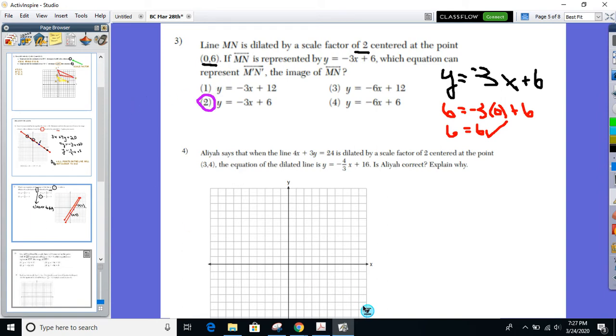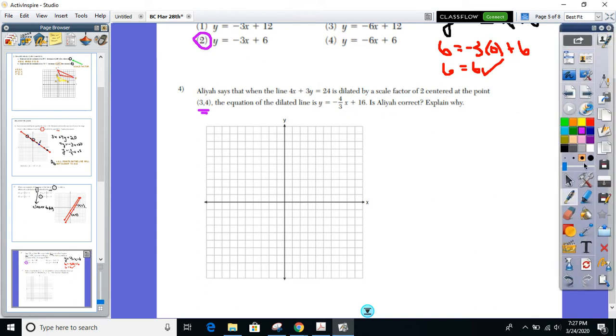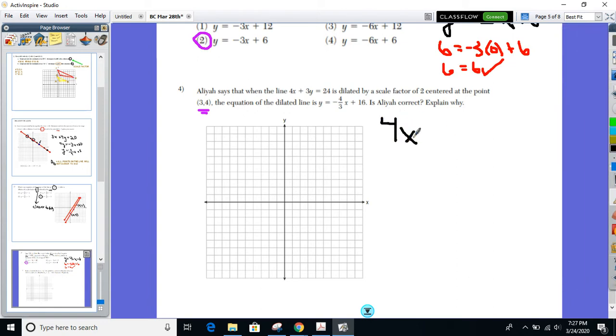All righty. Next up, Aaliyah, our girl, says that when that line is dilated by a scale factor of 2, oh, hey, again, we're not dilating around the origin. Heads up, that the equation of the dilated line is y = -4/3 x + 16. Is she correct? I don't know. Well, let's find out. There was the original line. You can try to graph it if you want. That's why I provided the little slice of graph there, so you don't have to draw a rough graph.